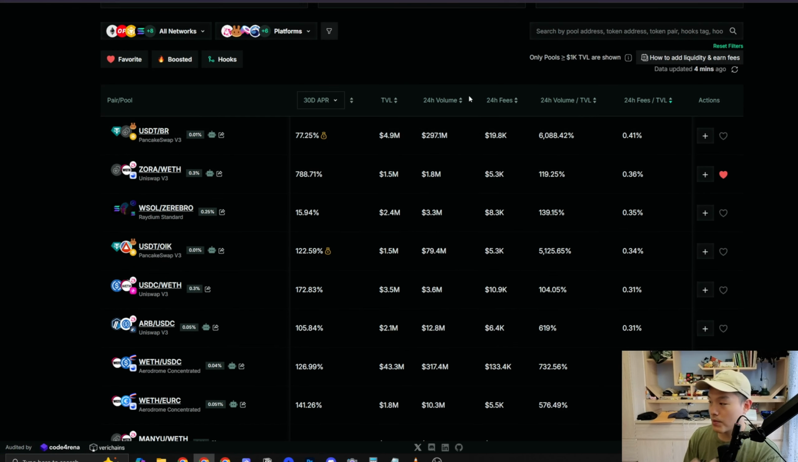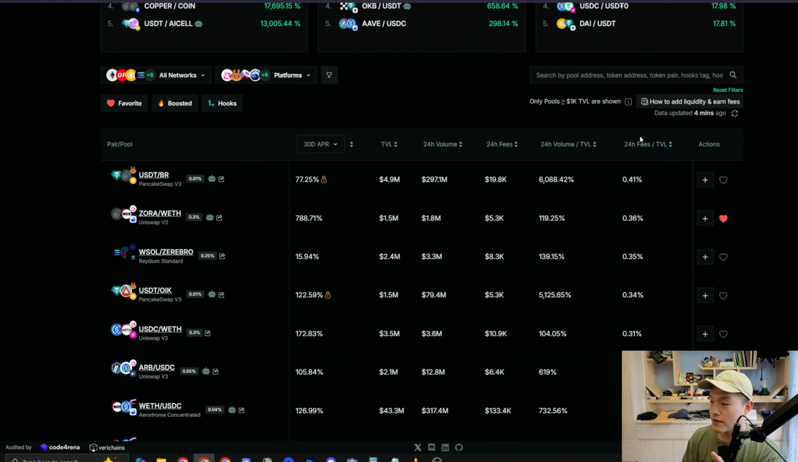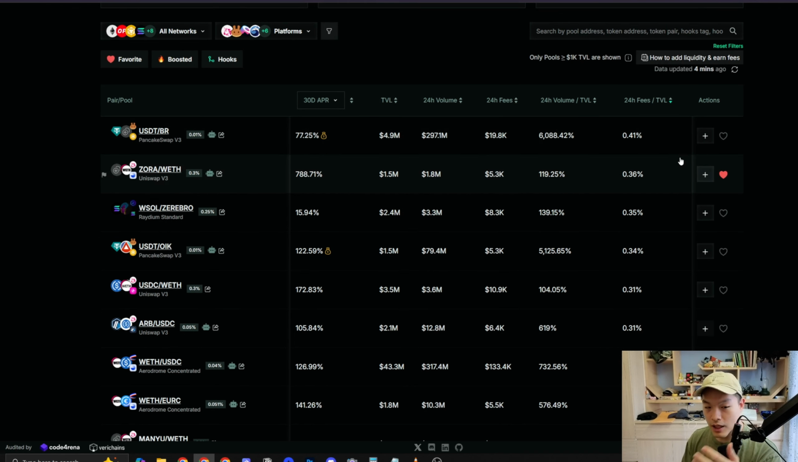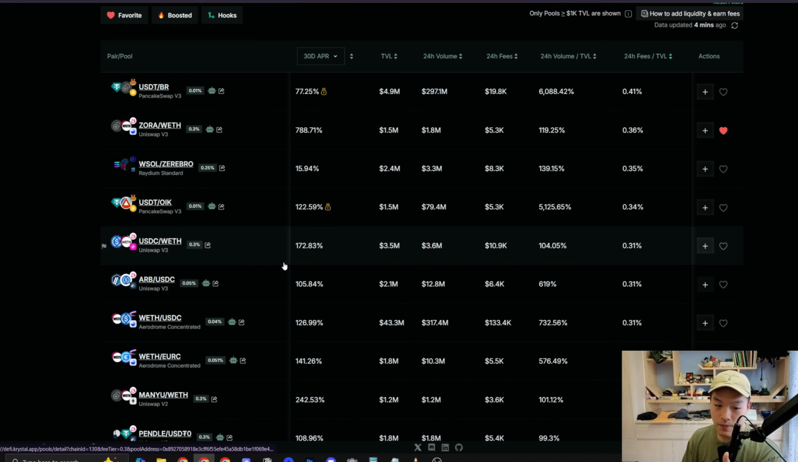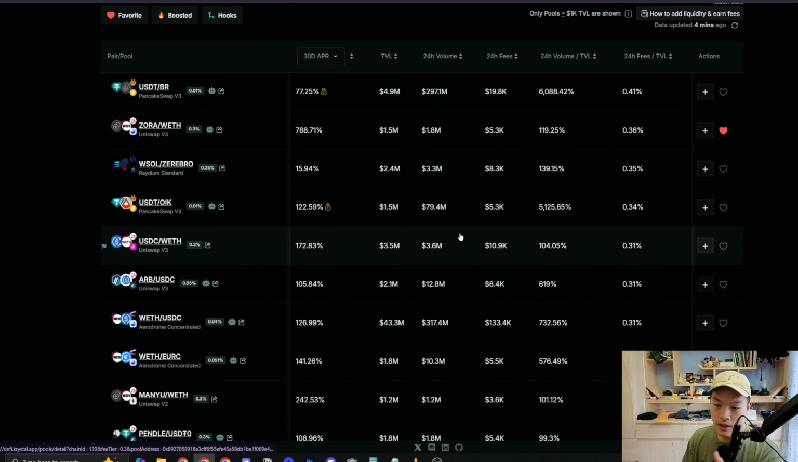And one metric that I really like to look at is the volume compared to the total value locked. Generally, I kind of want to look at this fees to total value locked ratio. For the higher APR pools in the 0.3% tier, for example this ETH to USDC, I want to look for the volume to be roughly at the total value locked or higher. So that's what I personally look for in the 0.3% fee tier.